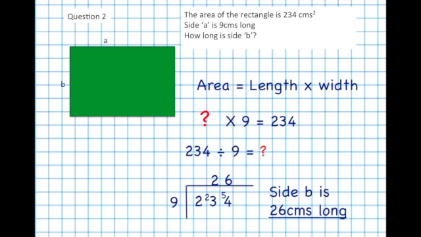Side B is 26 centimetres long, and we can check that if I times 26 by 9, I will get 234, which is the area that I want.